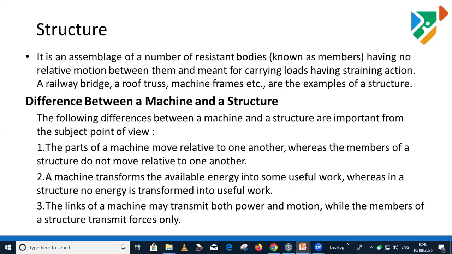This is all about the systems which we are using. In the case of a machine, various mechanisms are connected to each other. In the case of a structure, only members are connected to each other. So this is all about how we can achieve motion transmission in that system.